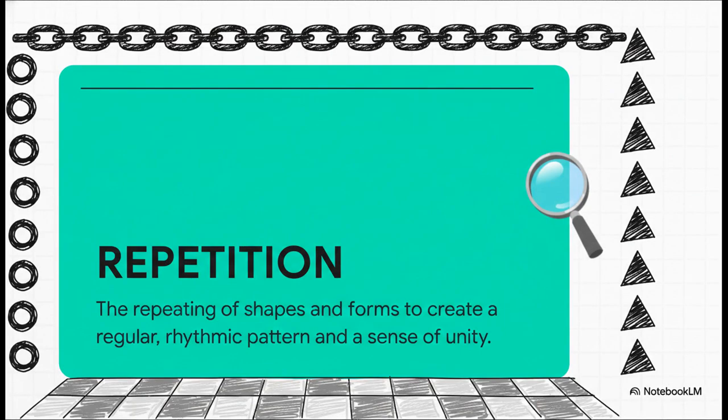By repeating a shape over and over again, you can create a kind of visual beat, a rhythm that gives the whole design a pattern and a sense of unity. Think about the tiles on a floor or the links in a chain. Repetition gives things structure, and it turns a bunch of individual parts into one cohesive whole.